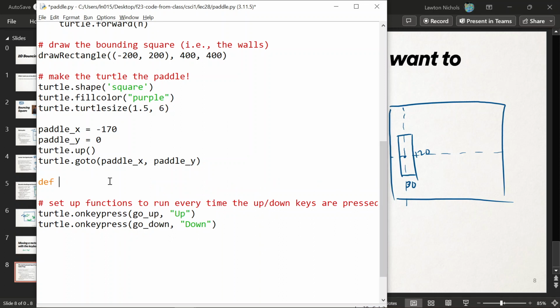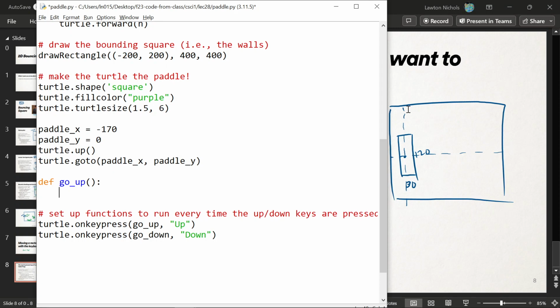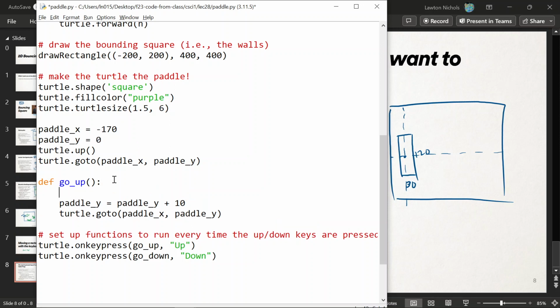So def go up. What does it mean to move the paddle upwards? He's got a location, right? He's got a paddle X and a paddle Y. To move up, it just means change the Y by a positive number. Shove the paddle upwards. Change the Y coordinate of the paddle by a positive number. So just paddle Y equals whatever it was, plus like 10 or something. I don't know. So that's the goal, and then go to that new coordinate with the new Y. And because I'm changing Y and Y was a global variable, I have to say global paddle Y so I can change it like that.